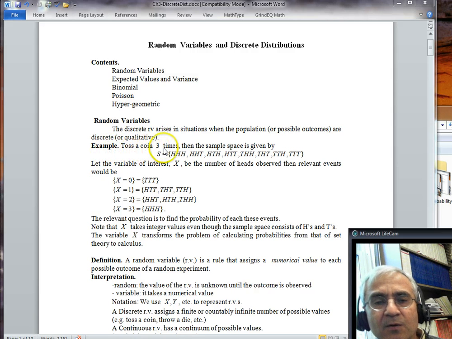So if you toss a coin 3 times, then this would be your sample space: 3 heads, 2 heads and a tail, head, tail, head, head, tail, tail, tail, head, head, tail, head, tail, tail, tail, head, and tail, tail, tail. All 8 outcomes.